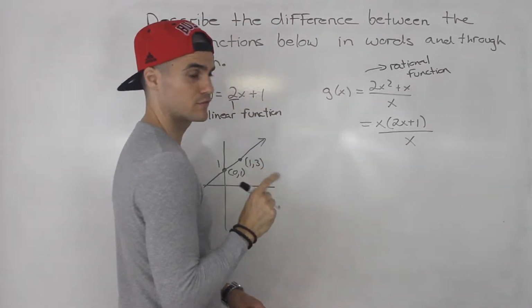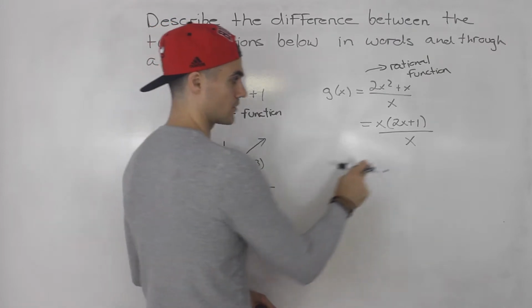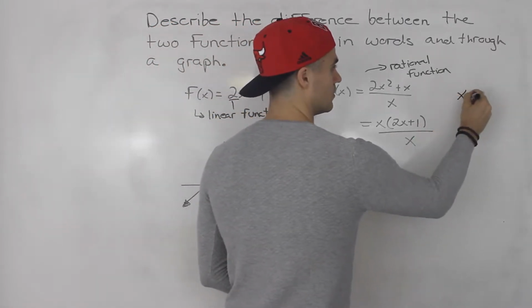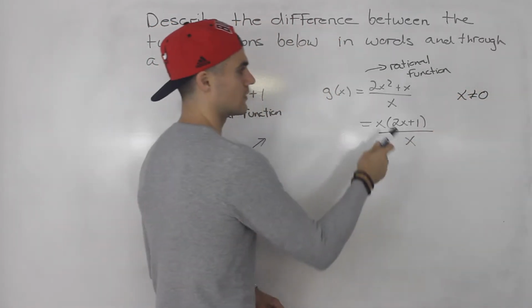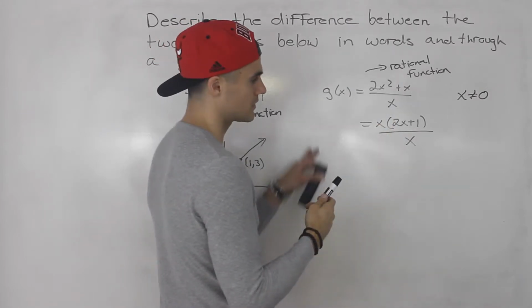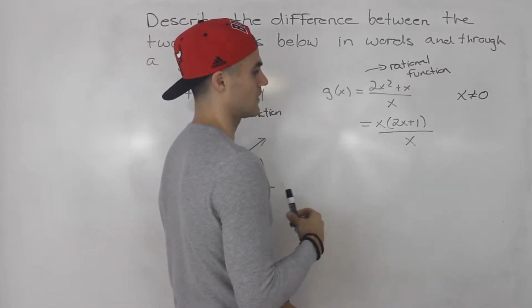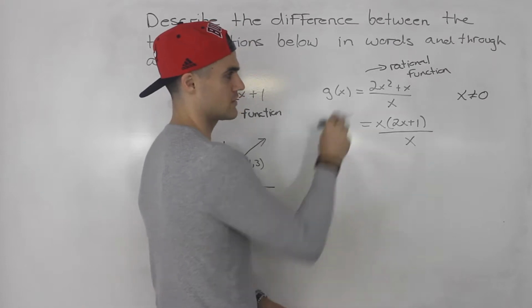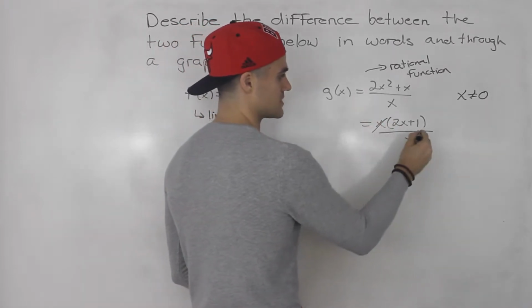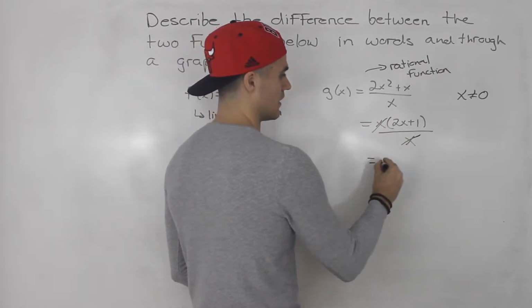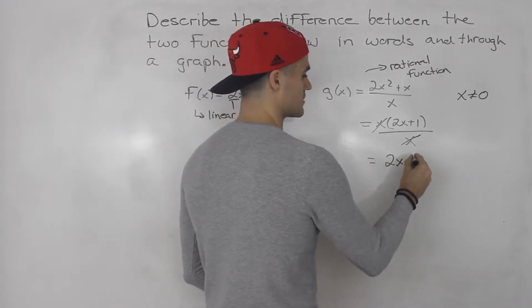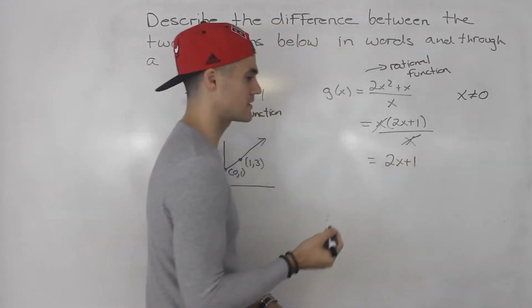And then, before simplifying, you want to get the restrictions. So notice in this case, x cannot equal 0. You can't have the denominator equaling 0 because if you're dividing by 0, it would be undefined. And then, after you have the restriction, you simplify. So this x cancels out, and we're left with 2x plus 1. That's what it simplifies to.